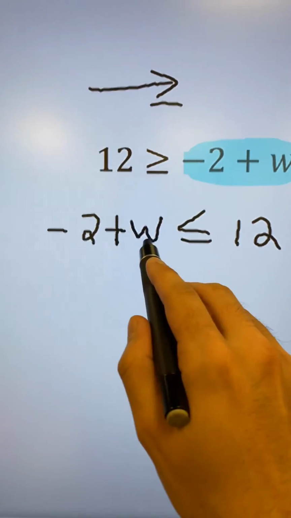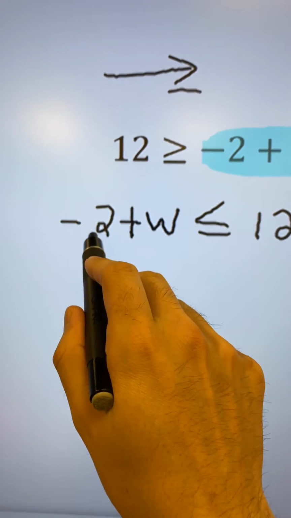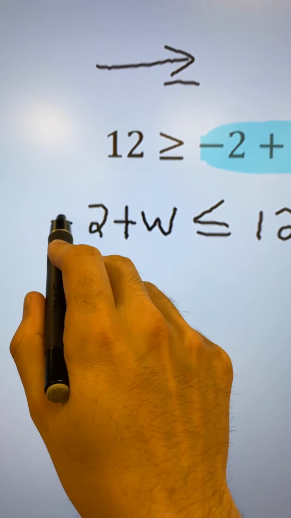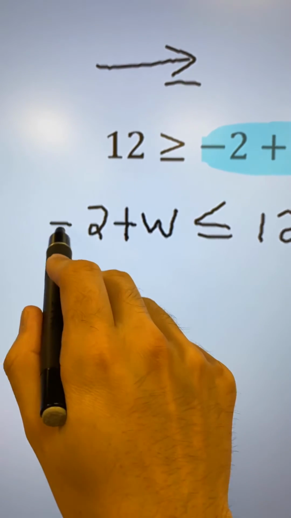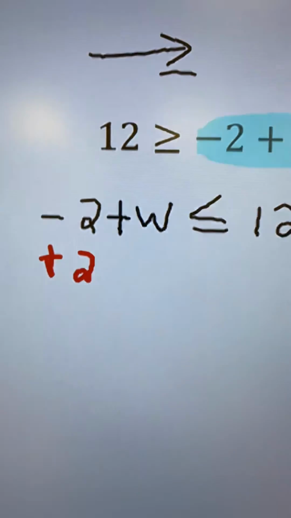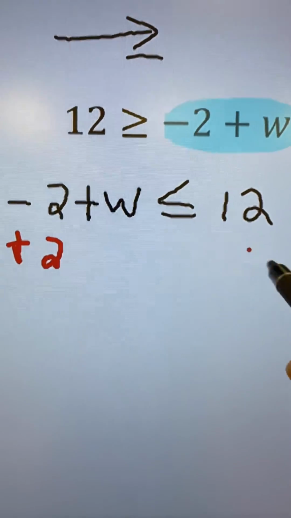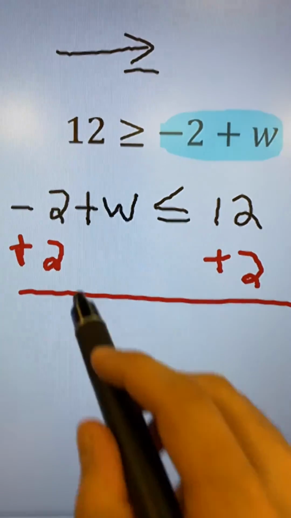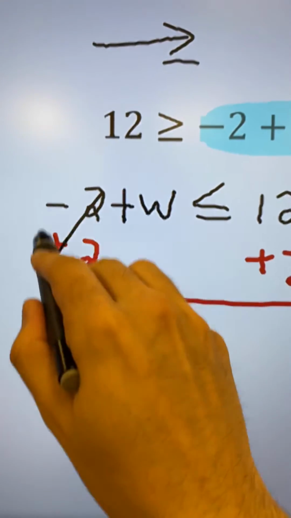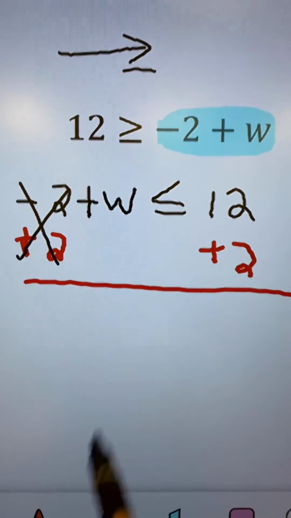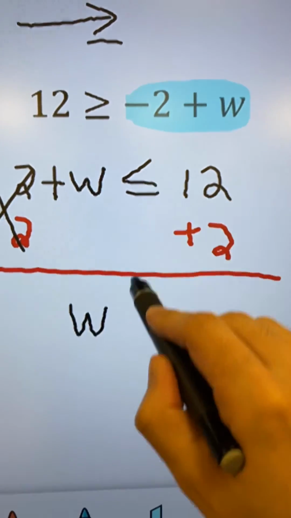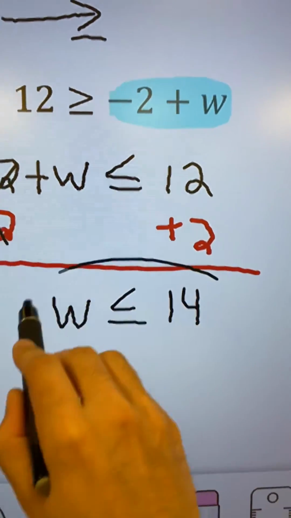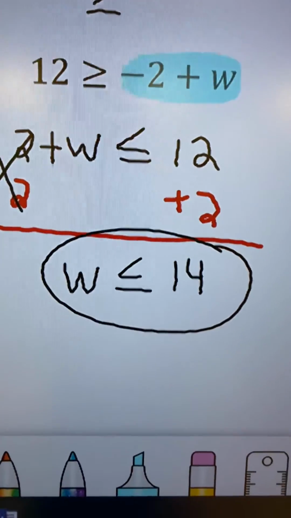So first thing I notice, I want to isolate this variable, which means this term has to be gone. So I use zero pairs to get rid of it. Opposite of 2 negatives is 2 positives. So I'll do 2 positives here, and I've got to balance the inequality, so I'll do the same thing on the other side. When I go to simplify, 2 negatives and 2 positives combine to be 0. That's why we call that a zero pair. Bring down my w, bring down my inequality sign, and then 12 plus 2 is 14. And you can see I isolated w, so there is my solution set.